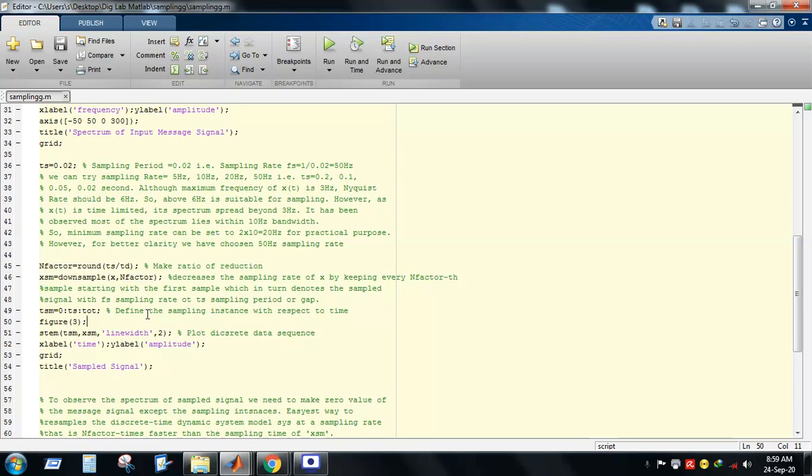The easiest process: we just reduce the sampling rate by an n factor and we get the corresponding sampling. Now we'll plot it. So now we define another sampling instant, from 0 to 1, but here the gap is 0.02. Now we plot it. Here you use another term, stem. The keyword stem basically helps to plot a discrete data sequence.